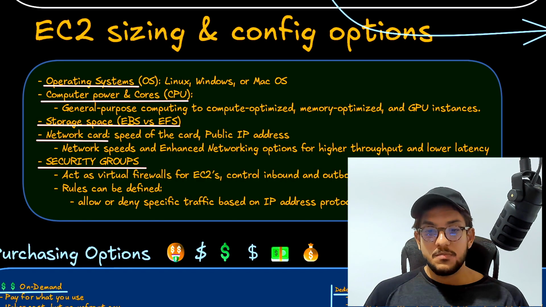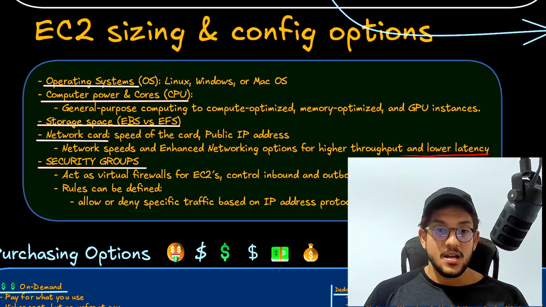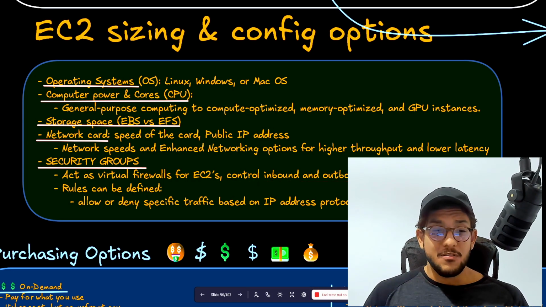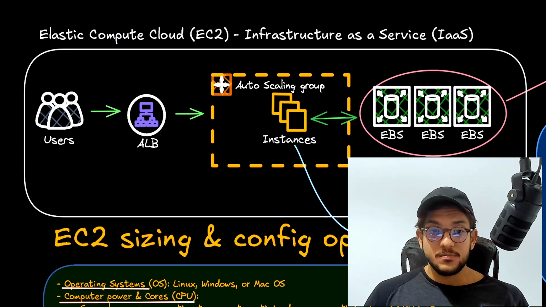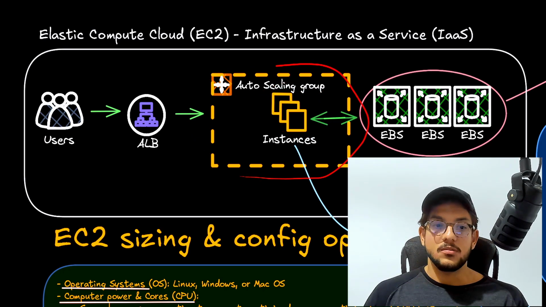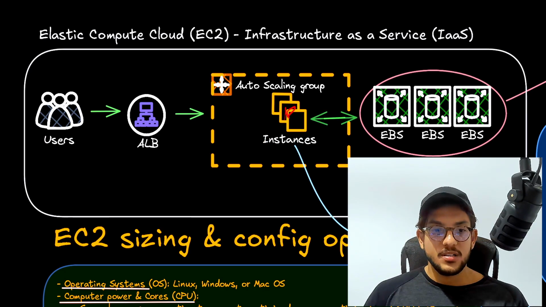Network, card speed matters. I've seen applications bottlenecked not by CPU or memory but by network throughput. Security groups, your instance's firewall basically. Keep them tight. I've inherited environments with wide open security groups that were basically inviting attackers in. Auto-scaling groups, ASGs. This is crucial for production environments. An ASG is a collection of EC2 instances treated as logical units that can automatically grow or shrink based on demand. Let's move on to purchasing options.